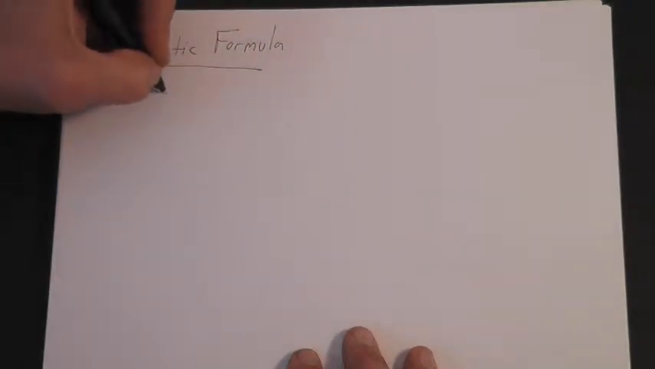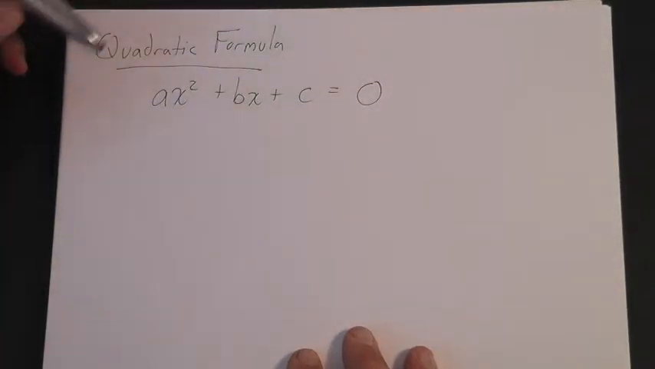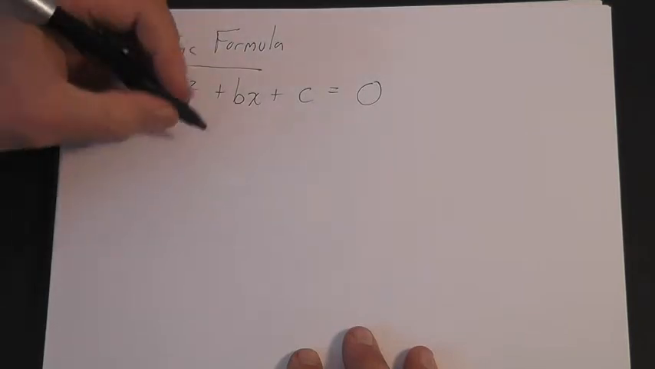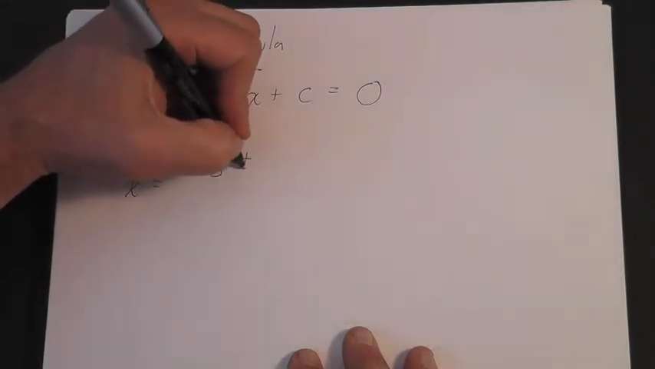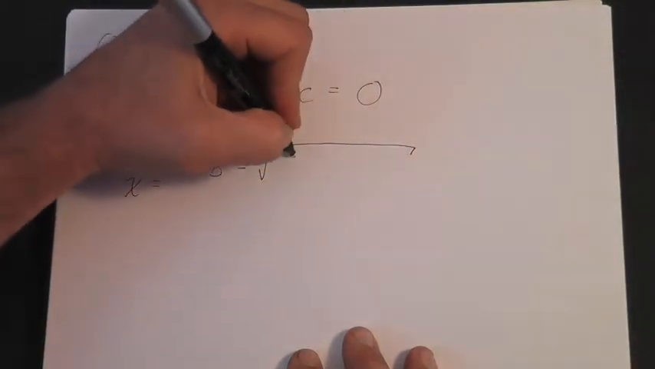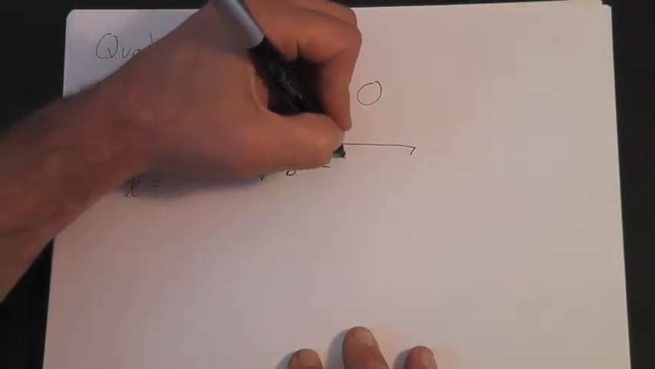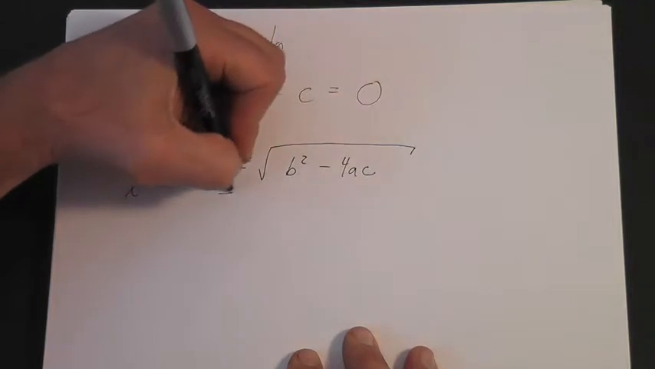The quadratic formula is set for problems where it's ax squared plus bx plus c is equal to 0. And when ax squared plus bx plus c is equal to 0, then x will always equal minus b plus or minus the square root of b squared minus 4ac, over 2a.